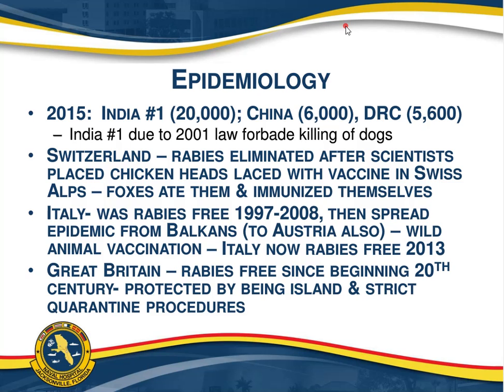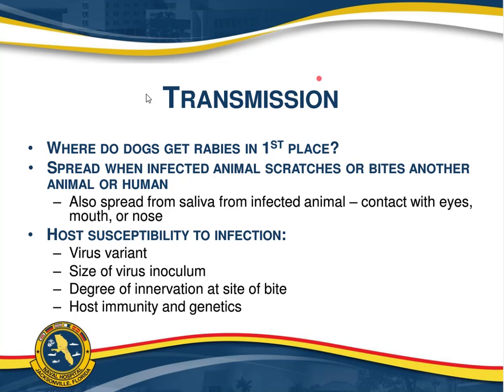Great Britain has been rabies-free since the beginning of the 20th century. It's protected by being an island, so it's much easier to control something when you have an island and can have quarantine procedures. On transmission, I contacted the infectious disease consultant at Ramstein in Germany, who is more or less in charge of Africa too, because that's where we get our consultants for treating patients in Africa.